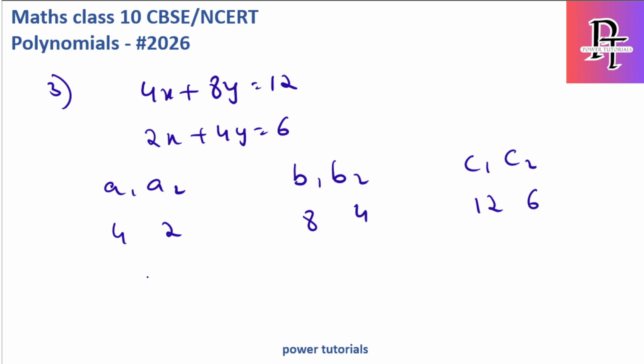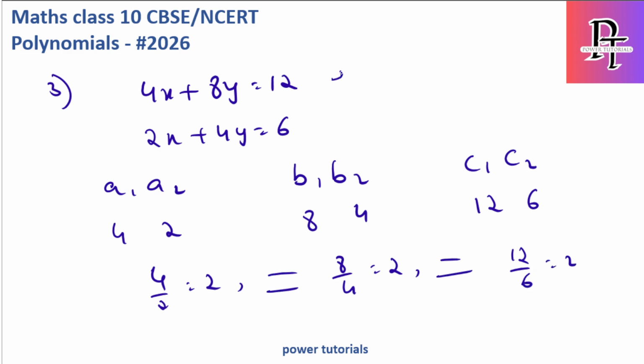Okay, so a1 by a2 is 4 by 2, which is 2, b1 by b2 is 8 by 4, again 2, c1 by c2 is 12 by 6, this is also 2. So all three are equal. If all three are equal, I told you these are dependent and also consistent. So we call it coincident lines.